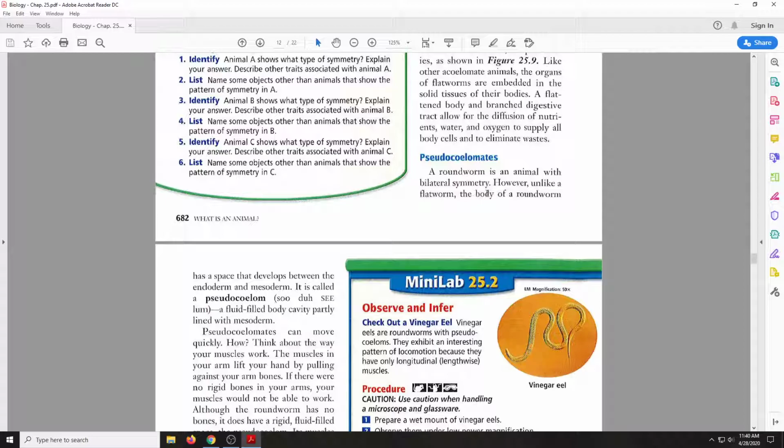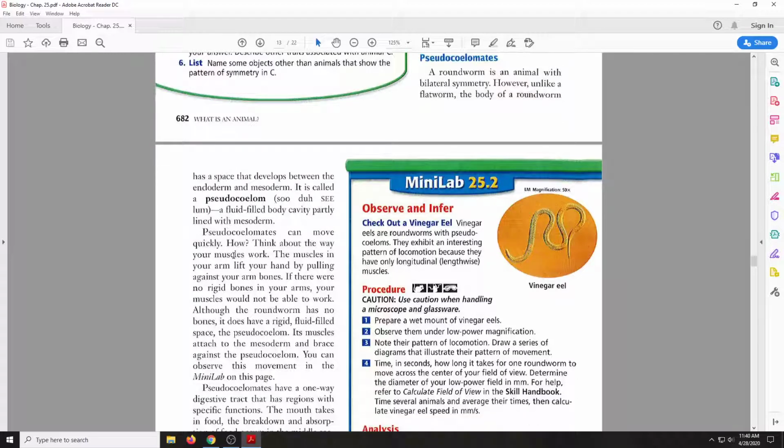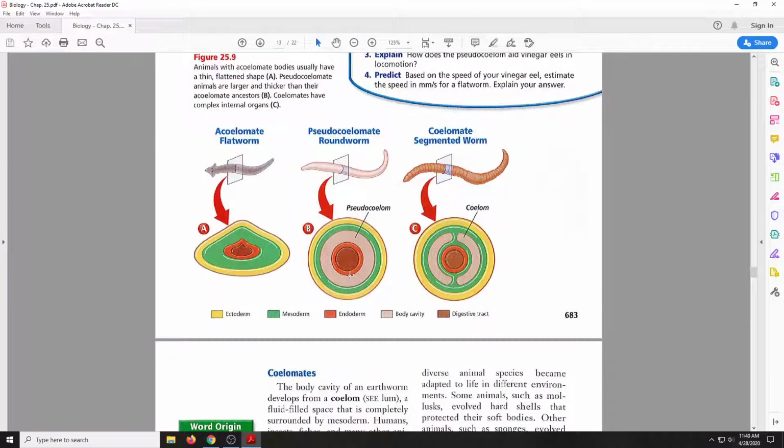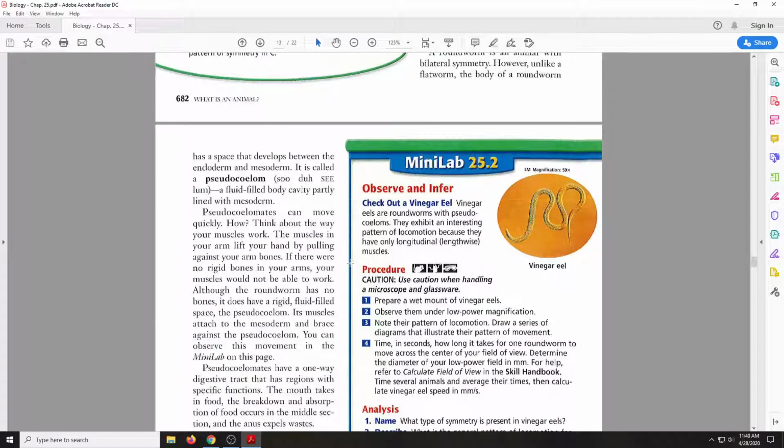You'll notice, unlike a flatworm, the body of a roundworm, or pseudocoelomate, has a space that develops between the endoderm and the mesoderm. So the endoderm and mesoderm are not in direct contact. Okay? It's called a pseudocoelom, and that is a fluid-filled body cavity partly lined with mesoderm. So if we look here, we have a pseudocoelom. It's a body cavity. It's fluid-filled, like extra space almost.